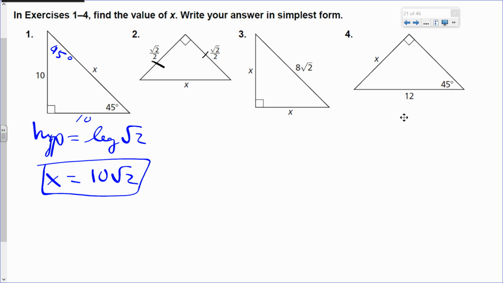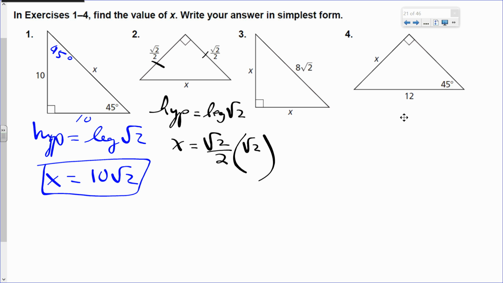It's 45, 45, 90. Let me write down our theorem. Write it with me. Hypotenuse equals leg times rad 2. Let's plug and chug. Hypotenuse here is what? X, so I replace hypotenuse with X, equals leg is rad 2 over 2. We don't have to get scared. We know how to deal with radicals. Times rad 2. How can I make radical 2 a fraction? Nice. Fraction times a fraction.